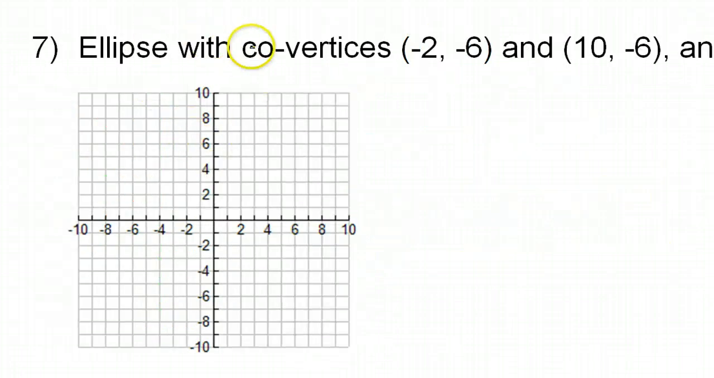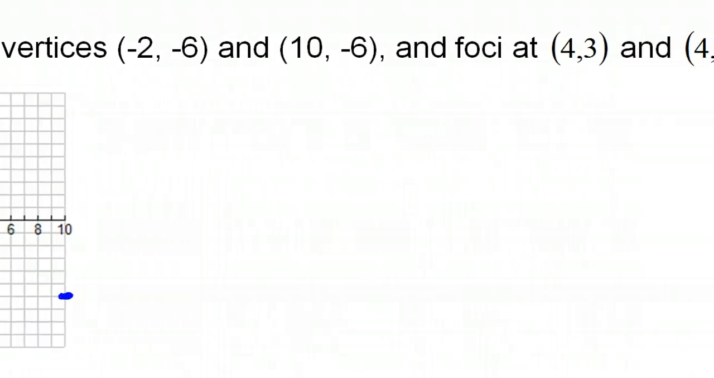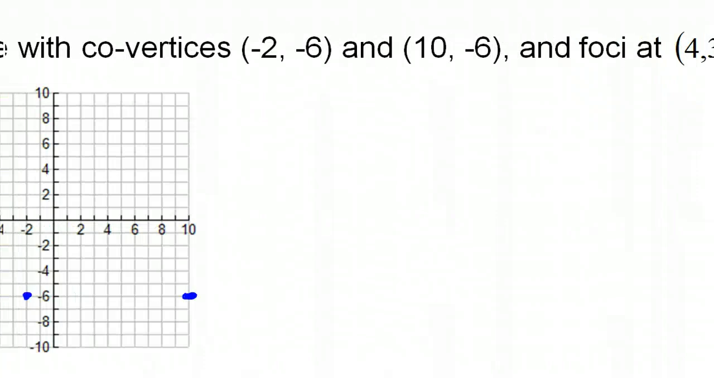Okay, so for number 7, we're given that it's an ellipse and it's got these co-vertices of negative 2, negative 6, and 10, negative 6. So those are my co-vertices. So this must be the short way. And then we're given foci at 4, 3.